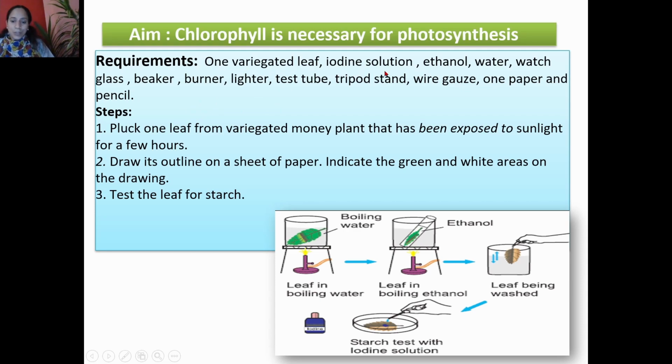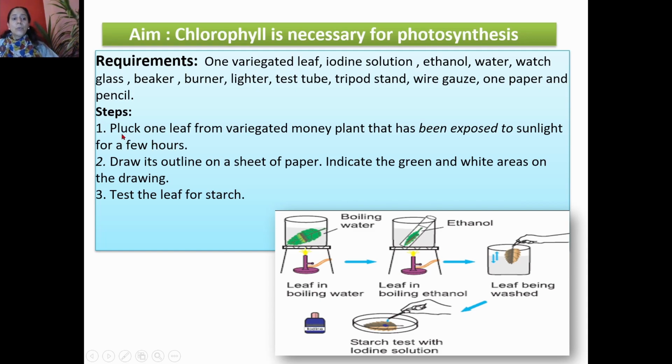So we need iodine solution. Now you know iodine is the universal indicator of starch. We need ethanol because it dissolves chlorophyll content and helps in avoiding any kind of interference when we are checking the leaf for the presence of starch. I'm talking about the reaction of starch with iodine. And we need water, watch glass, beaker, burner, the same experimental setup which we used for the previous activity, where we proved that CO2 is necessary for photosynthesis.